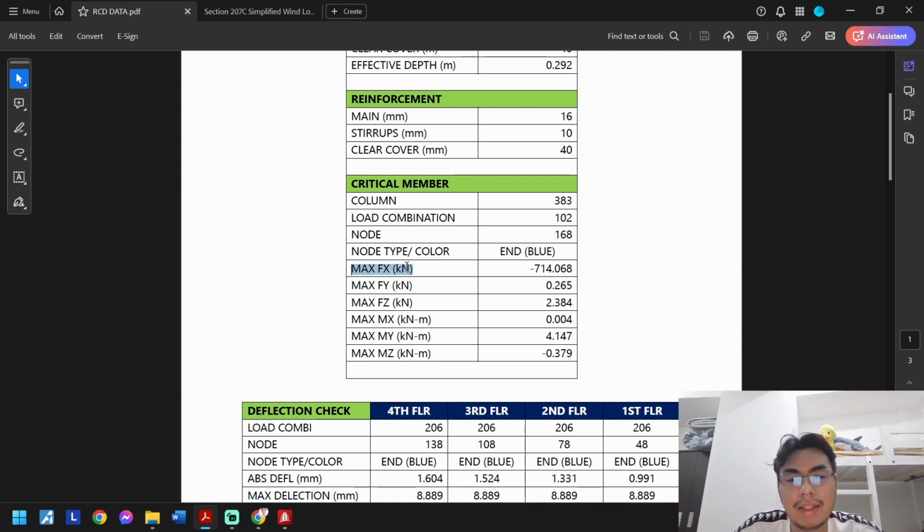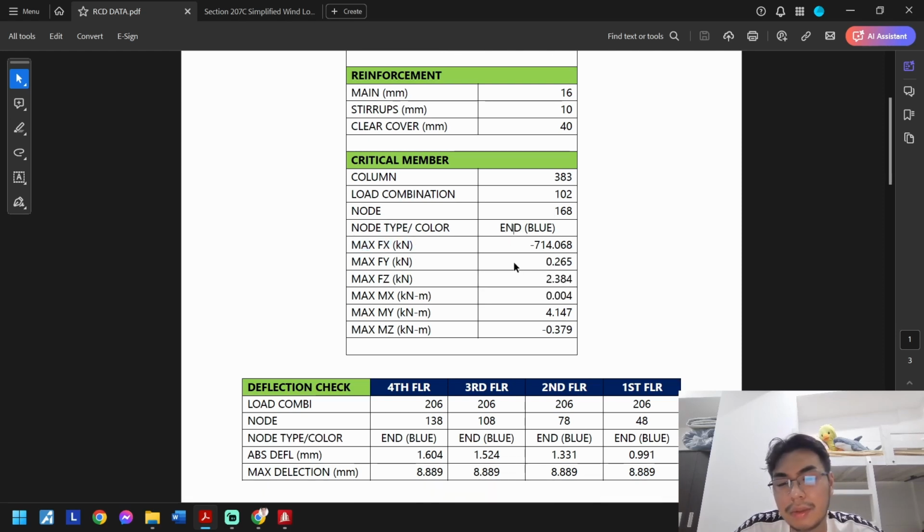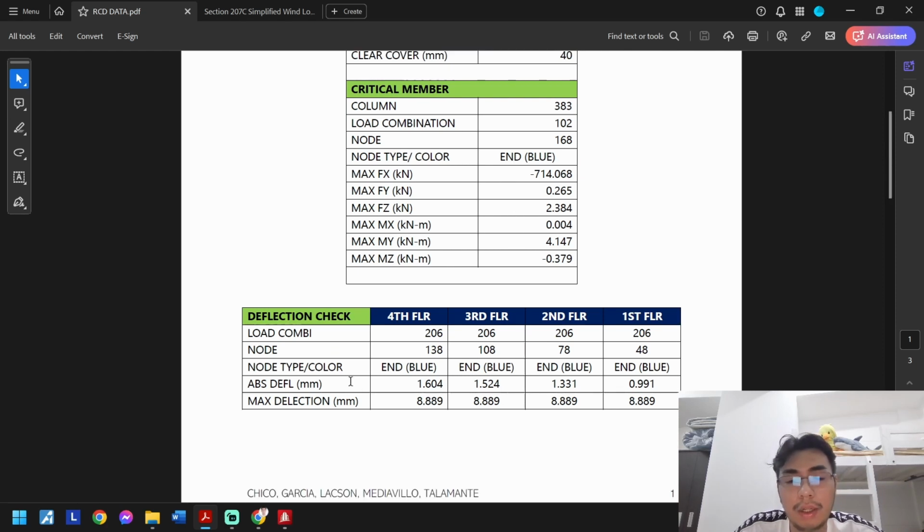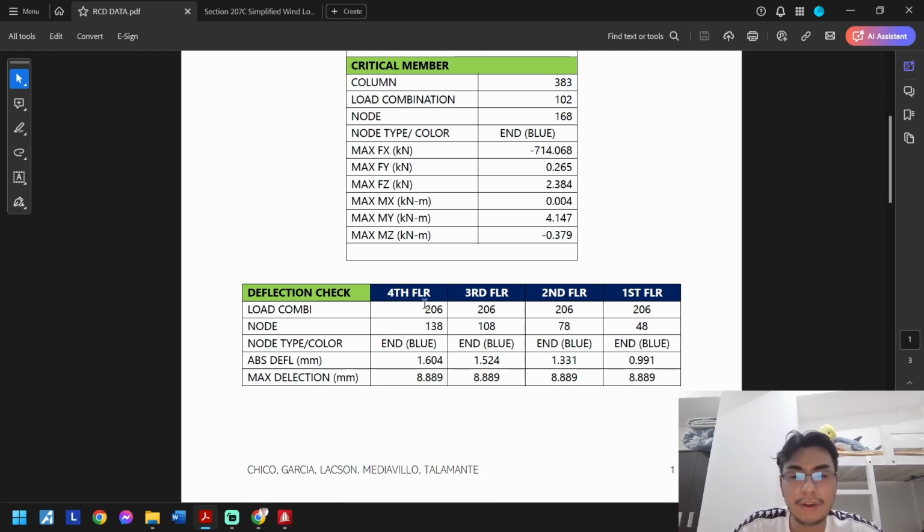In this case, the max Fx is the actual load. Okay. So afterwards, we also have the deflection check using the WSD. And here are the following results.